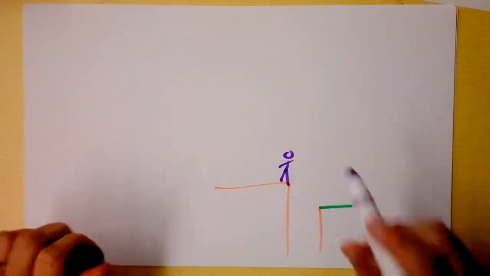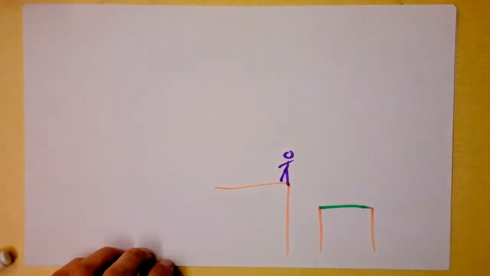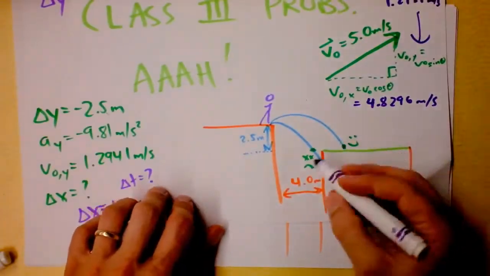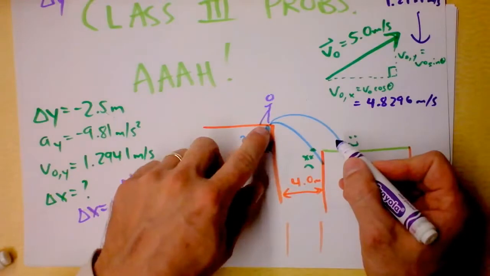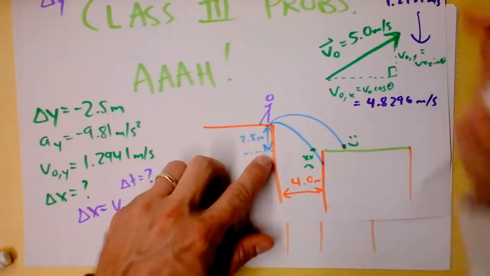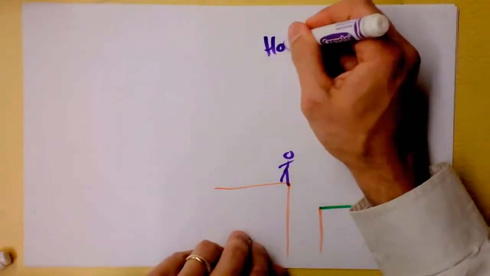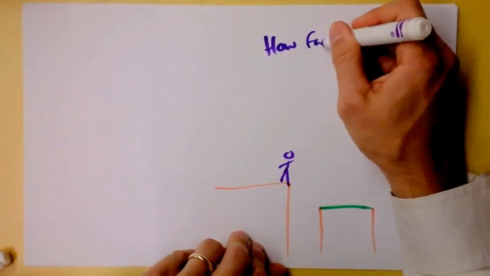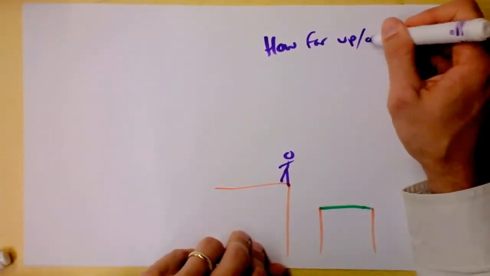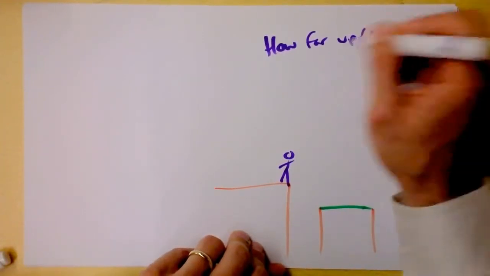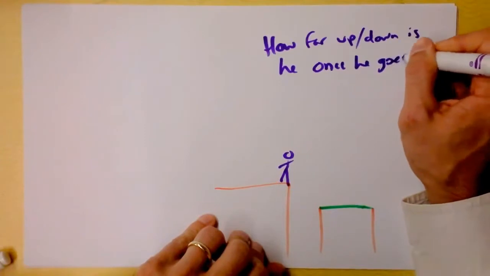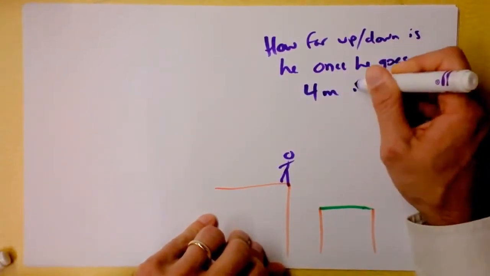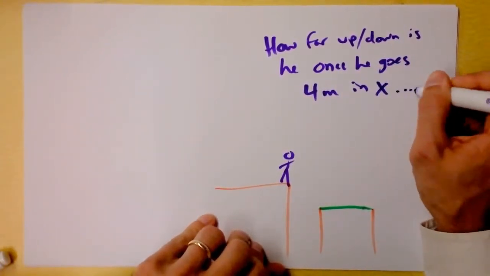Jumping. And I'm going to ask, instead of the question, let's see what we asked over here. The question that we asked over here is, how far has he gone to the right when his delta y is negative 2.5 meters? I'm going to ask the exact inverse question. I'm going to ask, how far up or down is he once he goes 4 meters in x?